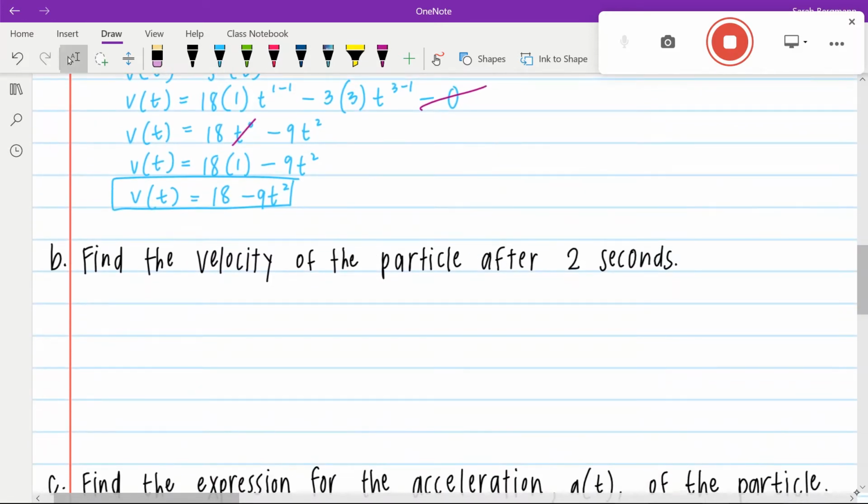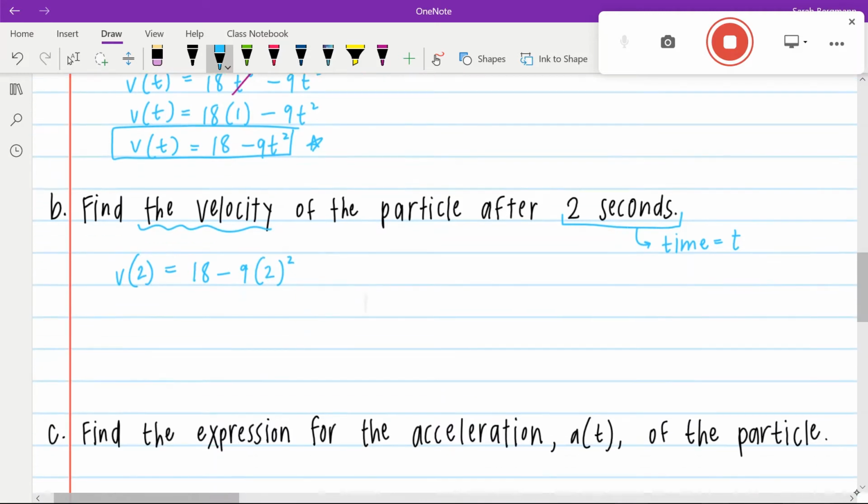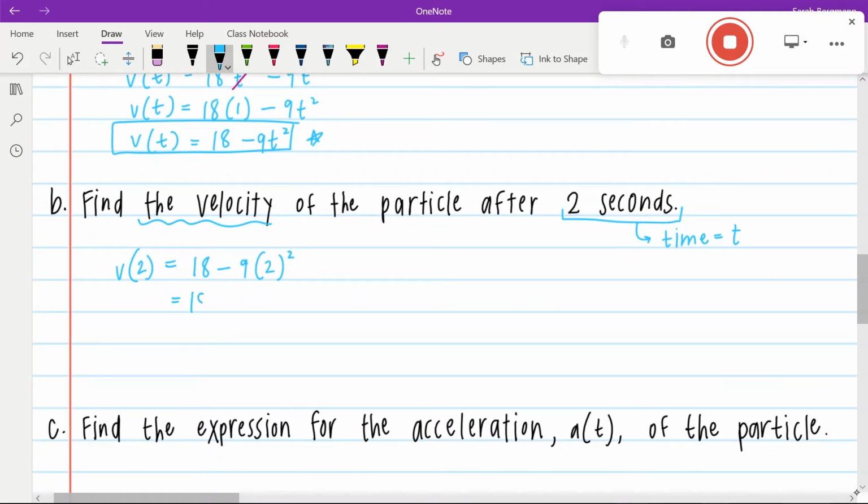Now part B says find the velocity of the particle after 2 seconds. So 2 seconds, this tells us the time, which we know is represented by the variable t. Since we're finding the velocity, we know we need to use this function that we just found in the previous problem. So we're plugging in 2 for time. So we're finding v of 2. That means you basically plug in 2 anytime you see the variable t.